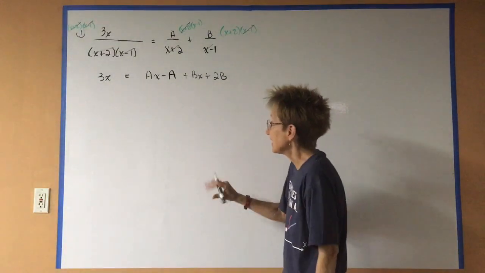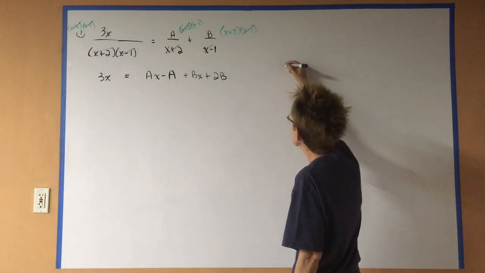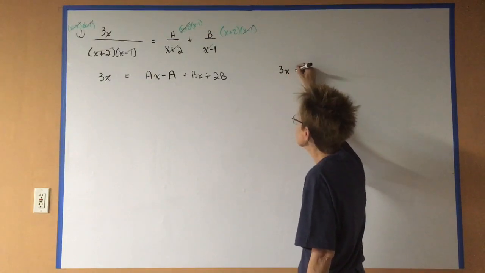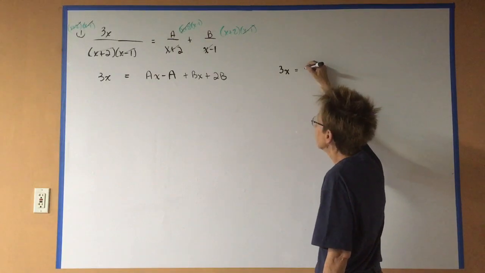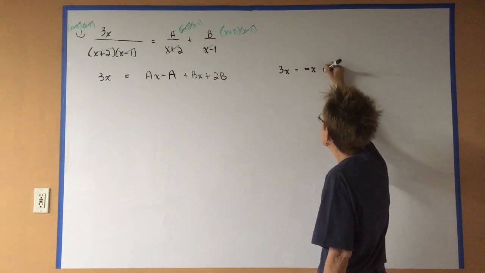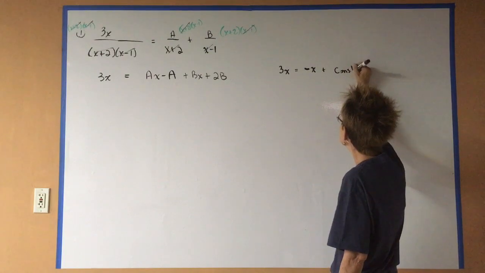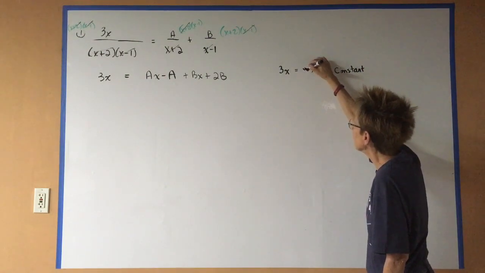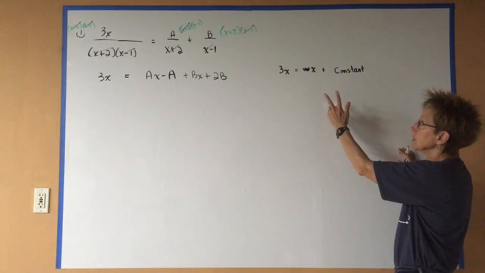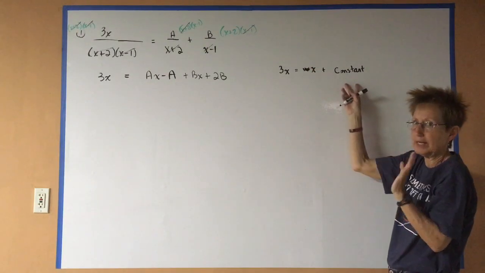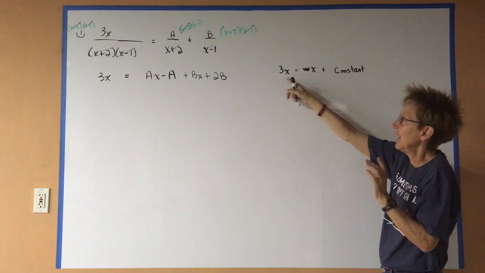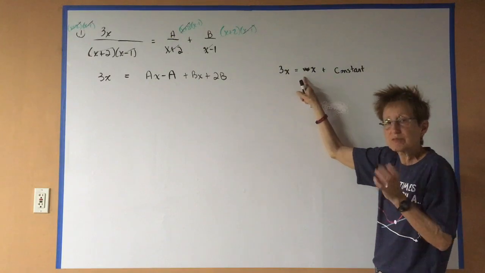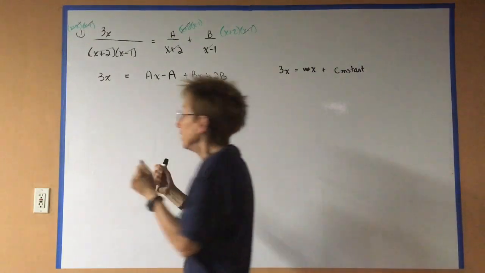The fact is, if I told you 3x is equal to some amount of x plus some constant, I think you would tell me that the constant would have to be 0, right? Because I'm not adding anything to that 3x, and in fact, that amount of x would have to be a 3.